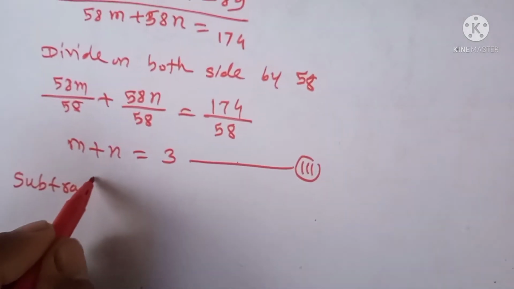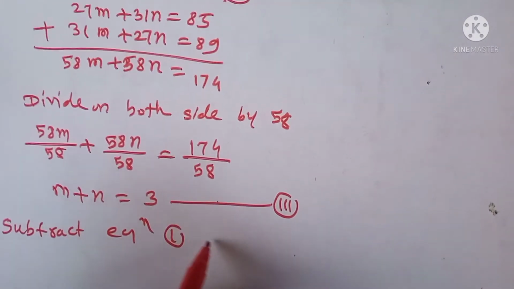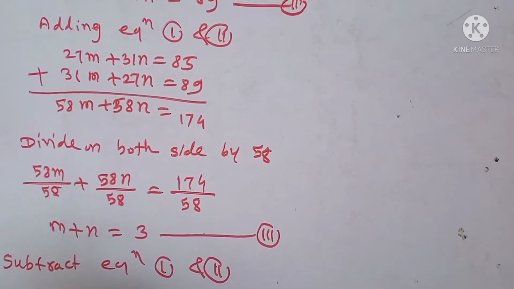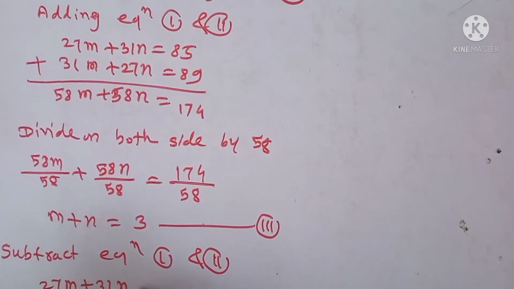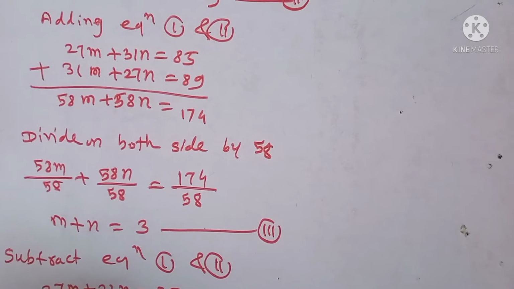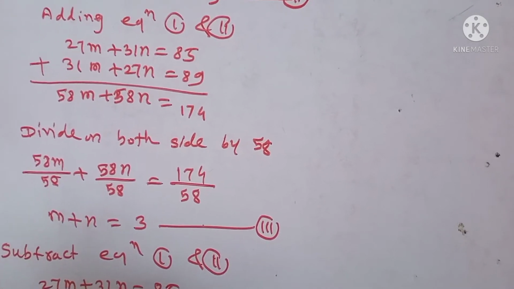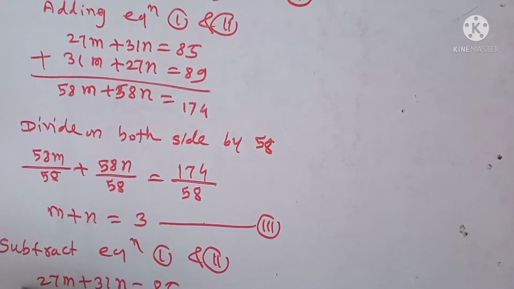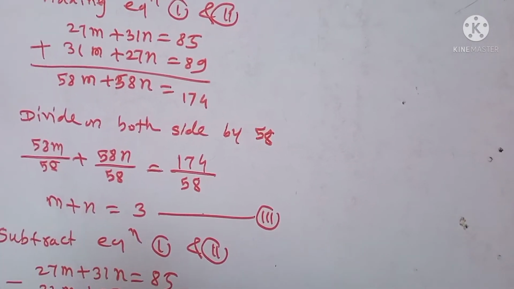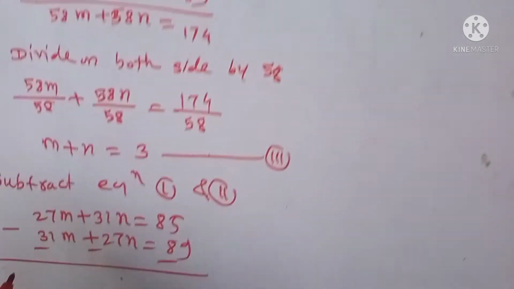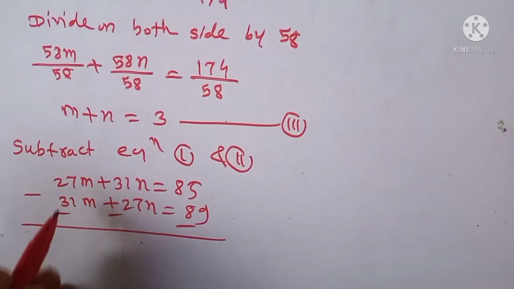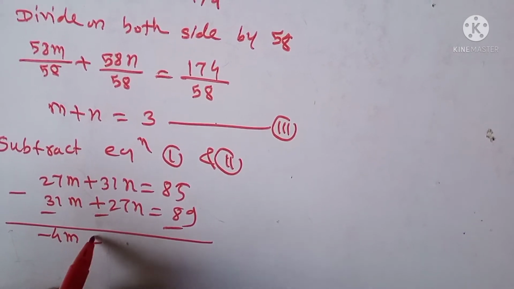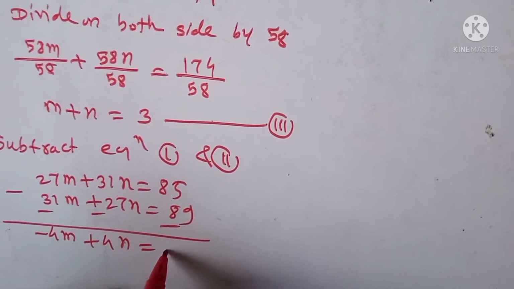Subtract equations 1 and 2. 27m plus 31n equal to 85, 31m plus 27n equal to 89. When you subtract, the signs change. So subtracting, we get minus 4m plus 4n equal to minus 4, the second equation.